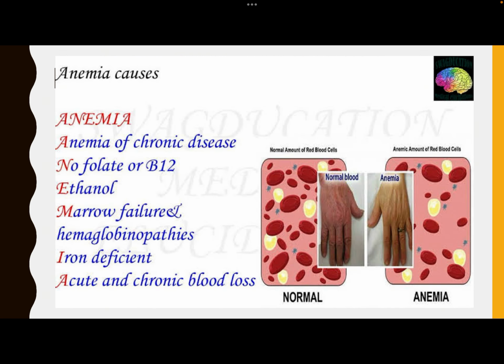So anemia, simply we can say as a mnemonic: anemia of chronic disease, no folate or B12, ethanol, marrow failure, and hemoglobinopathies, iron deficient, and acute and chronic blood loss.